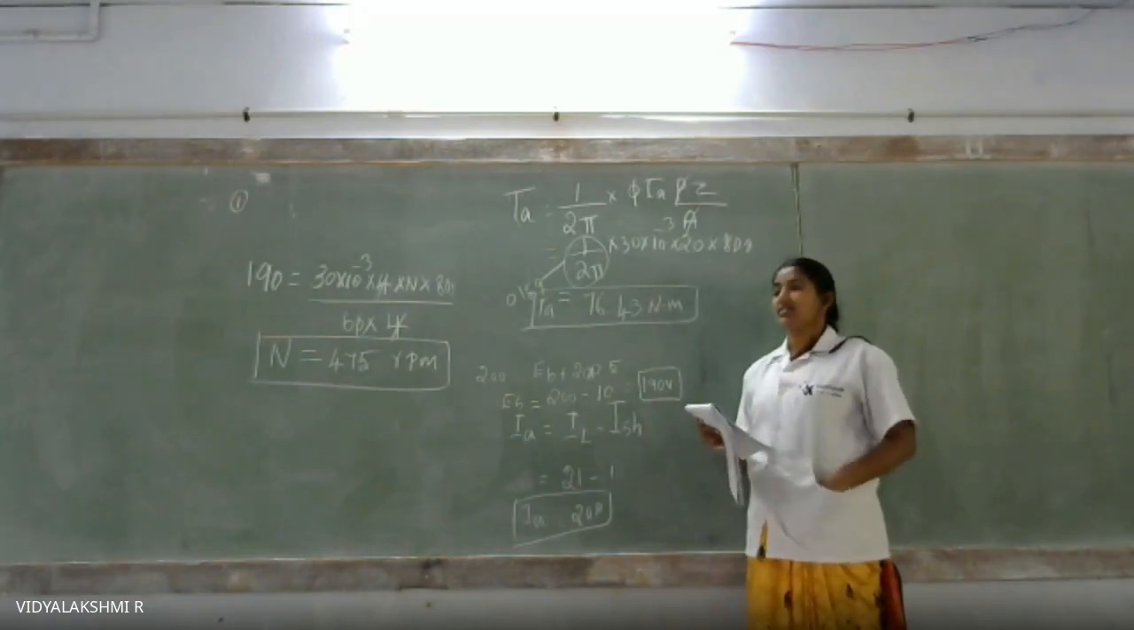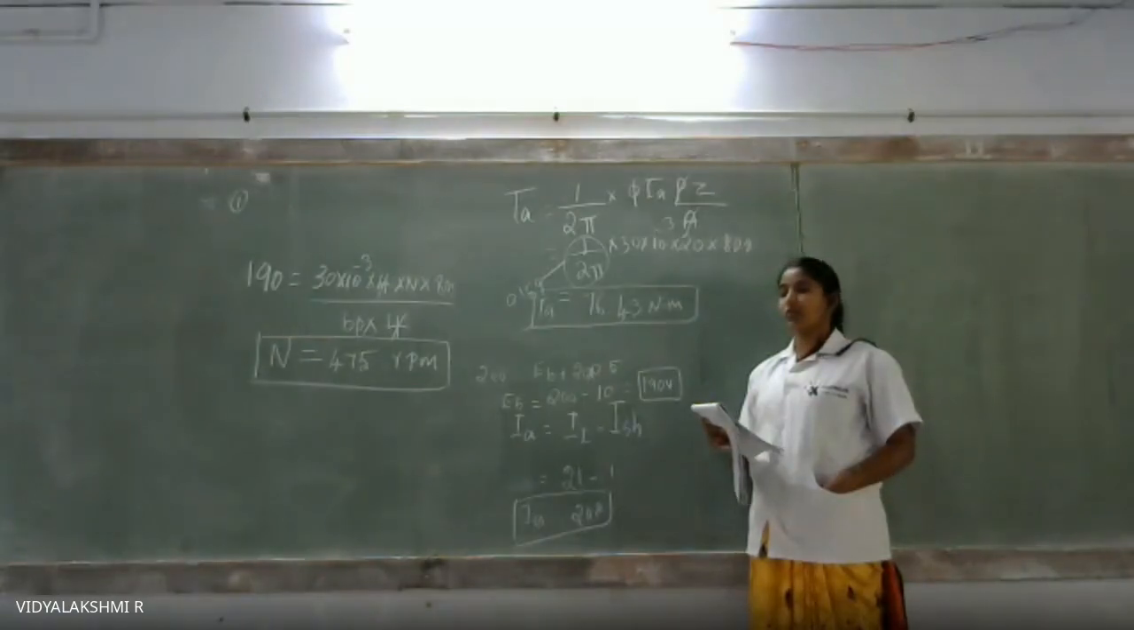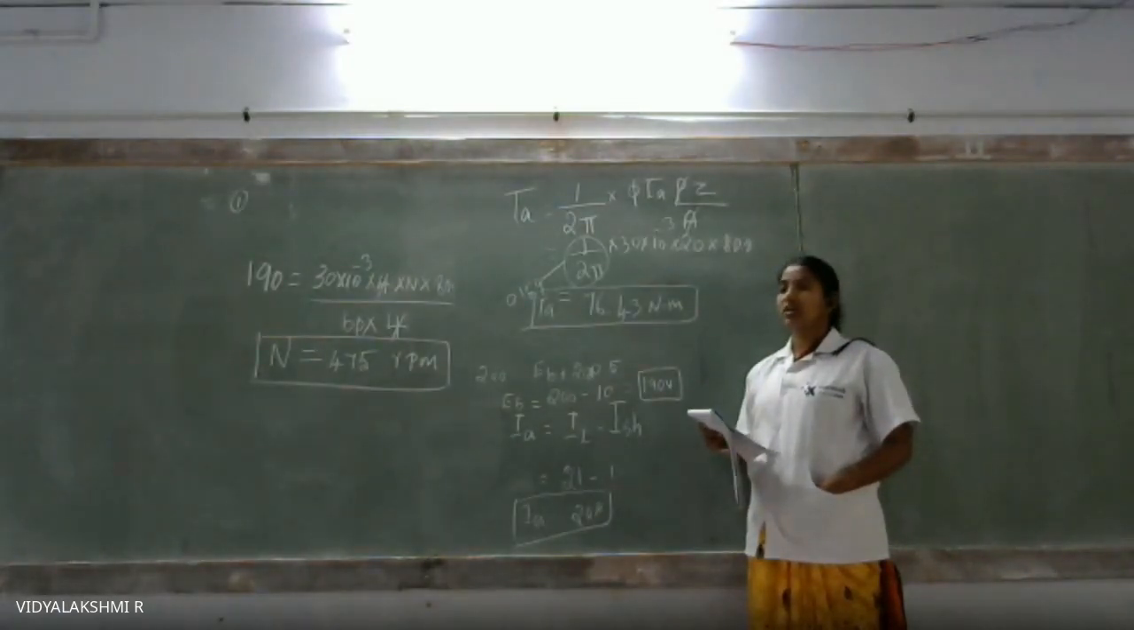Find the speed on full load. And then they have given RA is equal to 0.25 ohm, and then RSH, shunt field resistance, is equal to 230 ohm.